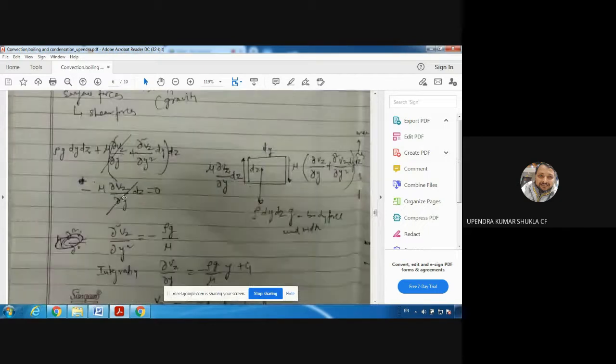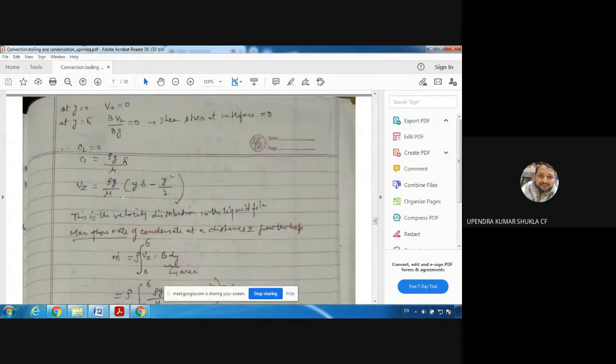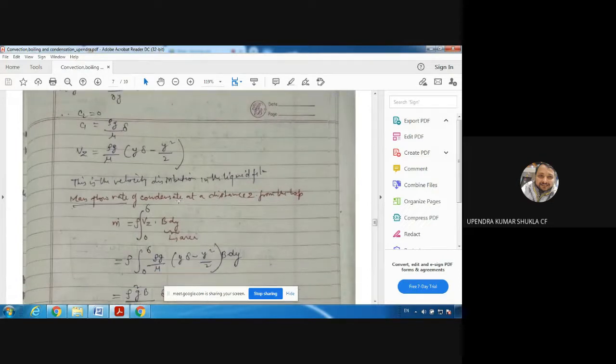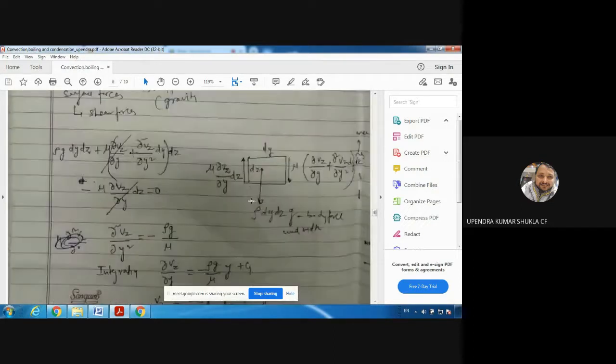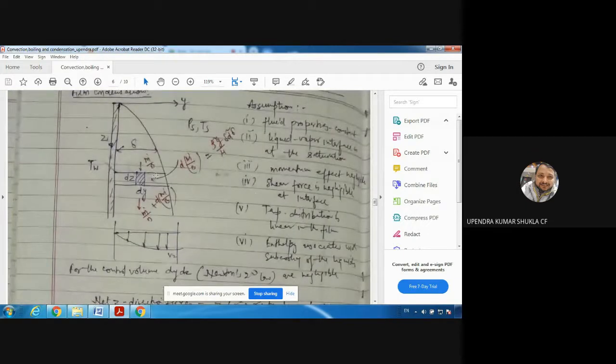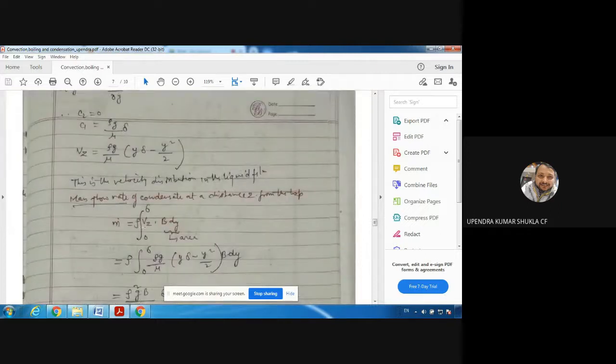Now once you get the velocity distribution, you can calculate the mass flow rate of the condensate at the distance z from the top. What could be the mass flow rate if you get the velocity profile? You will multiply vz by area. The area we have taken perpendicular to the direction, with thickness b, so b multiplied by dy will give you the area, and vz is the distance per unit time. So this will give you volume per unit time, and if you multiply by rho, mass per unit volume, this will give you the mass per unit time.